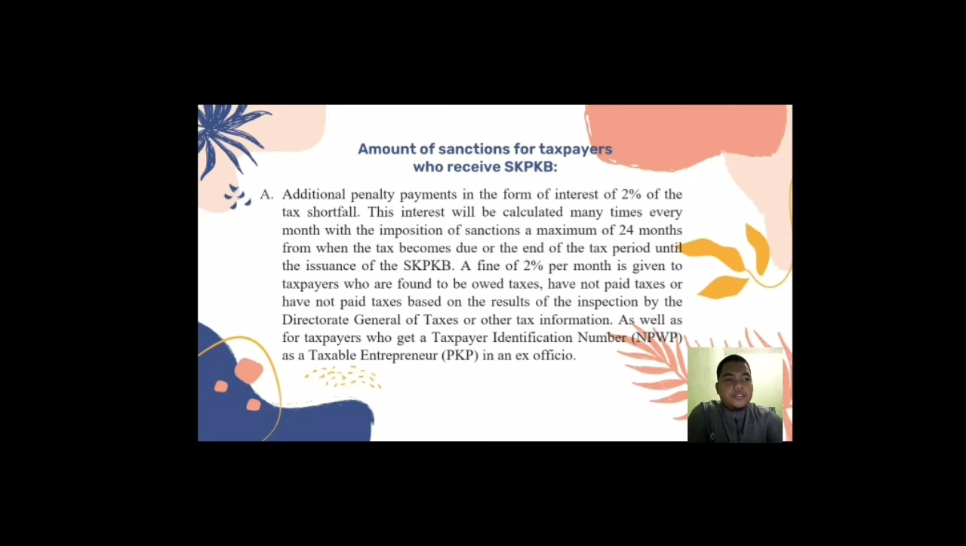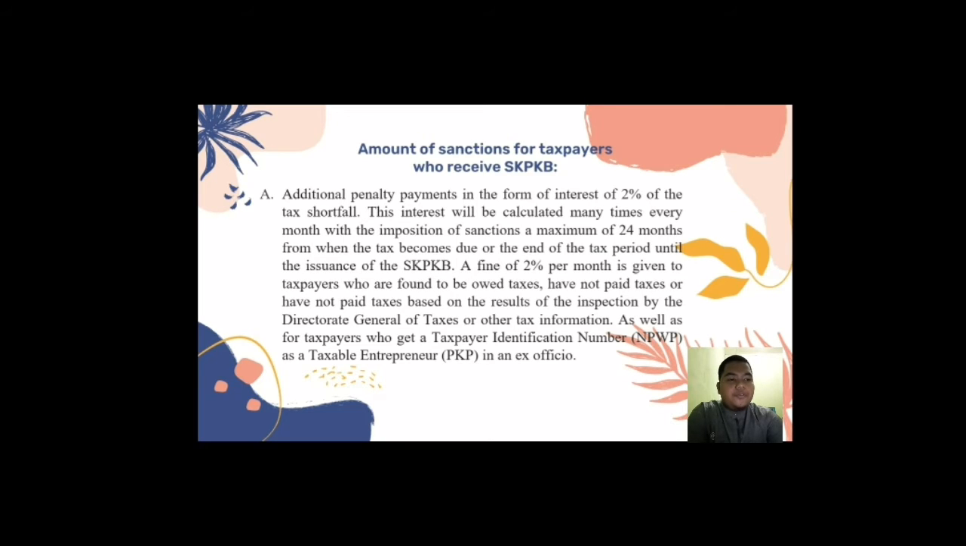The amount of sanction for taxpayers who receive SKPKB. A. Additional penalty payment in the form of interest of 2% of the tax shortfall. This interest will be calculated every month with the imposition of sanction a maximum of 24 months from when the tax becomes due or the end of the tax period until the issuance of SKPKB.